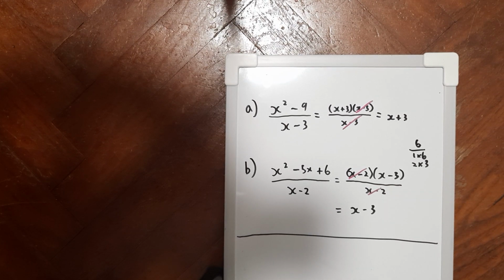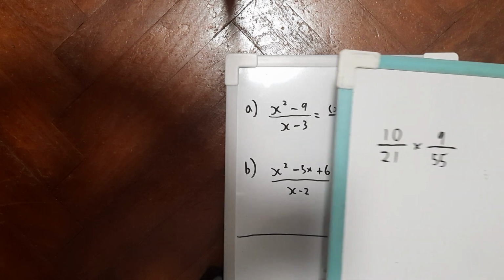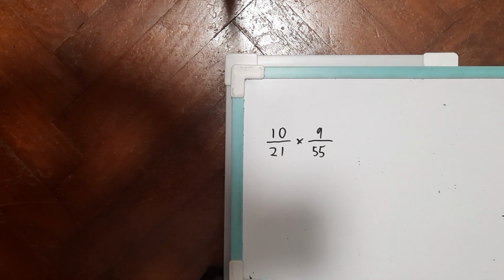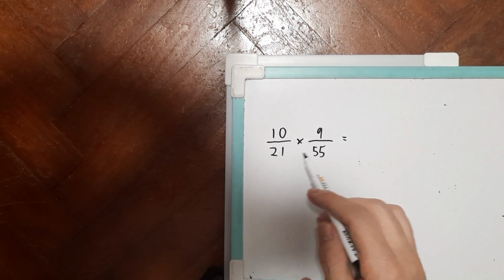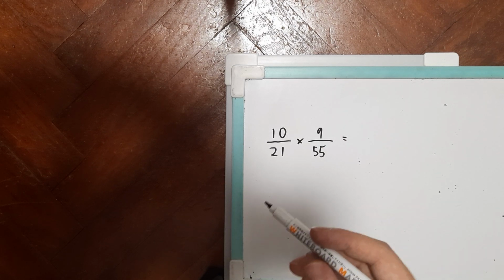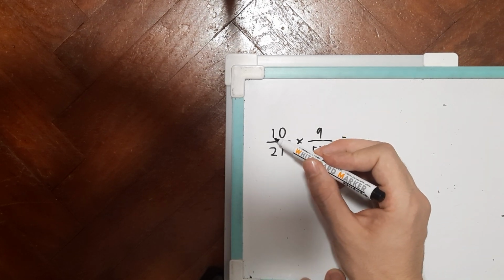We're now going to continue and look at multiplying algebraic fractions. So let's start by looking at multiplying normal fractions. And again here's the normal fraction example. So 10 over 21 multiplied by 9 over 55. We should remember that we are multiplying the top and multiplying the bottom. But hopefully remember to pre-simplify.